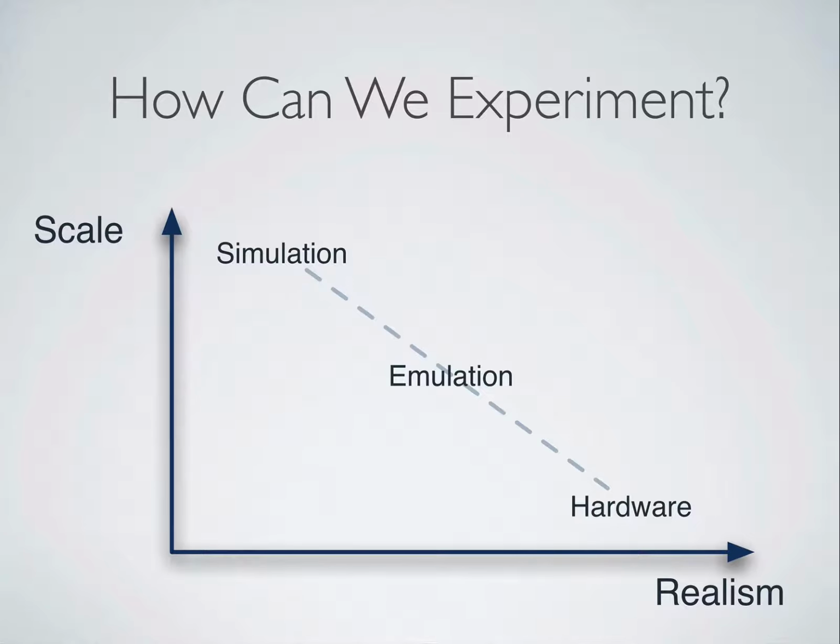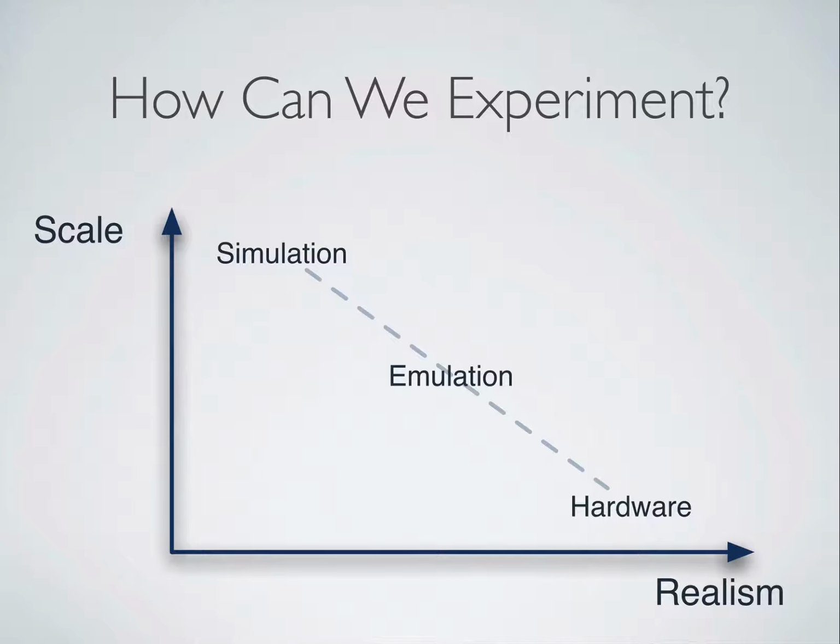At the other end of the scale, we have simulations, where one algorithm or component of a network protocol's behavior is emulated in a simulation system. This provides a high degree of scale, since only a small amount of resources is used per device. However, there's limited realism. We're not running the same control plane algorithms that are used in production networks with the same configuration. We do not have the same hardware.